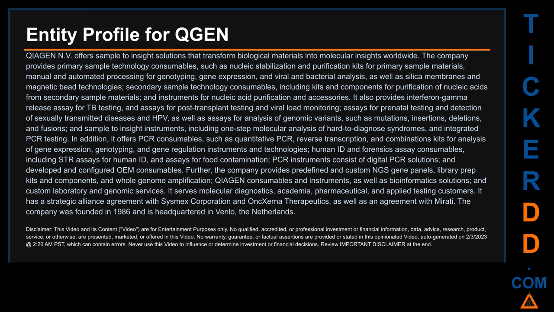Further, the company provides predefined and custom NGS gene panels, library prep kits and components, and whole genome amplification, QGEN consumables and instruments, as well as bioinformatics solutions, and custom laboratory and genomic services. It serves molecular diagnostics, academia, pharmaceutical, and applied testing customers. It has a strategic alliance agreement with Sysmex Corporation and Onczerna Therapeutics, as well as an agreement with Mirati. The company was founded in 1986 and is headquartered in Venlo, the Netherlands.